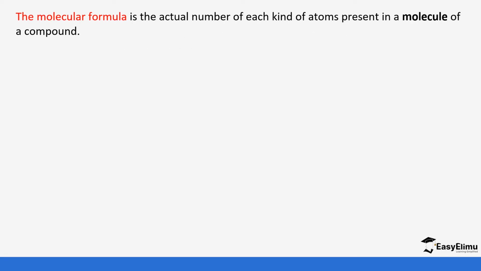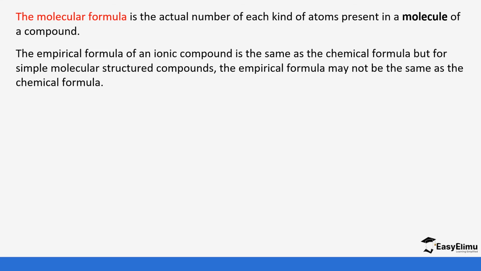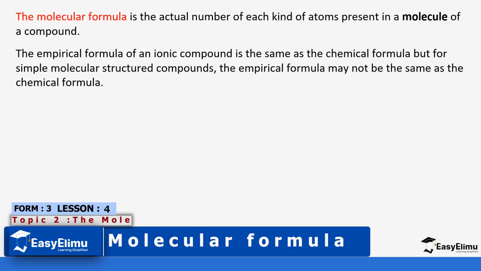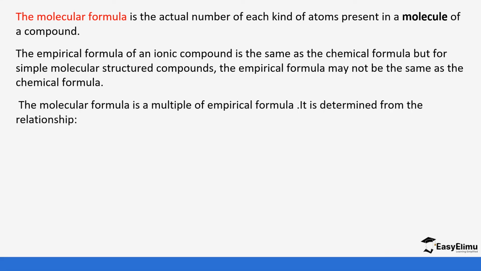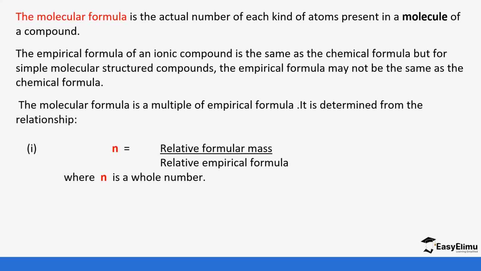So the molecular formula usually shows the actual number of each kind of atoms present in a molecule or a compound. The empirical formula of an ionic compound is the same as the chemical formula, but for simpler molecular structured compounds, the empirical formula may not be the same as the chemical formula. So you might see that distinction.